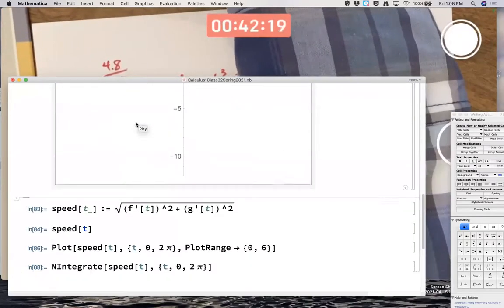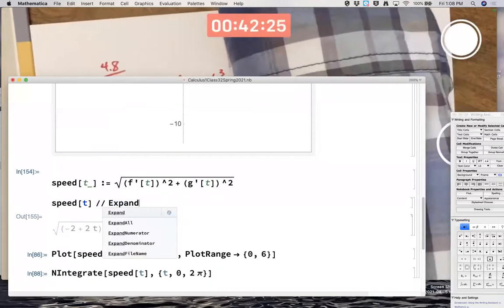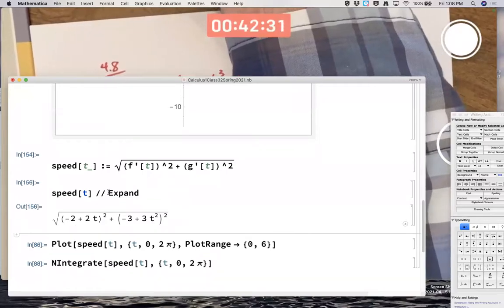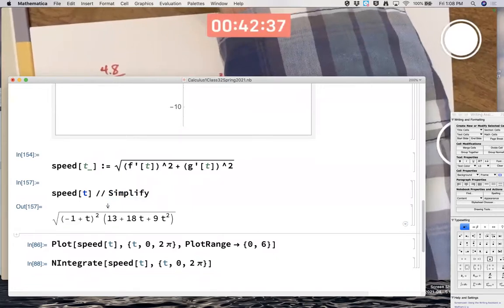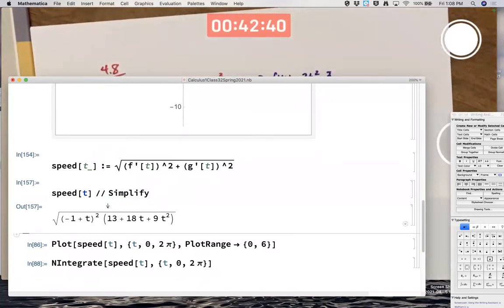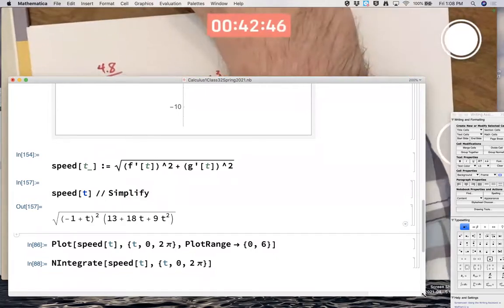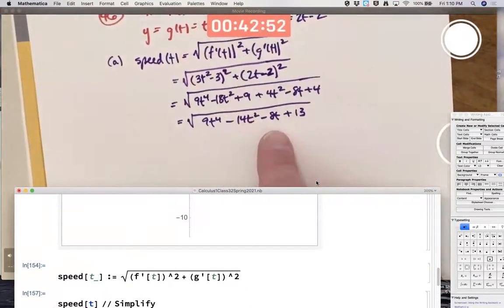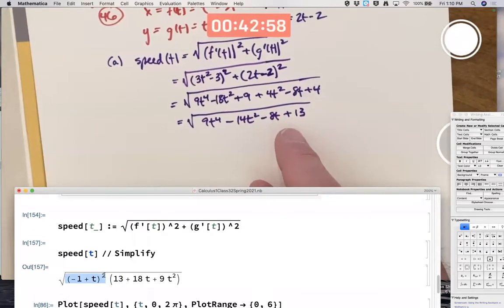What's the speed function though? Expand it. It's not expanding it. Simplify maybe. Okay, it did write it actually in a more useful form than what I wrote by hand. It's more useful to write it like Mathematica did, because what this is showing you is that the thing under the square root is this product.